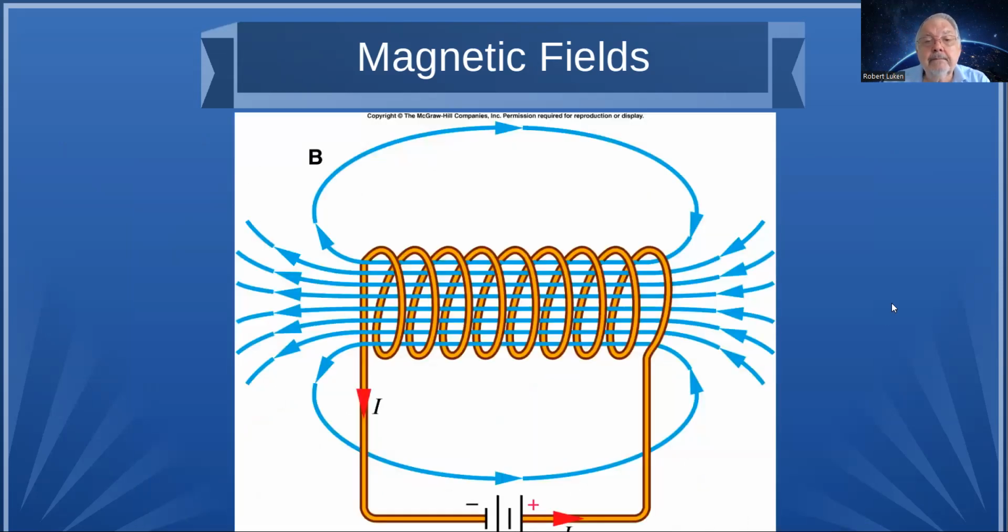Since we're just a big magnet. This is a little clearer, I guess, of a coil showing the magnetic lines of force being concentrated through the center of that coil of wire with the current flowing through it.